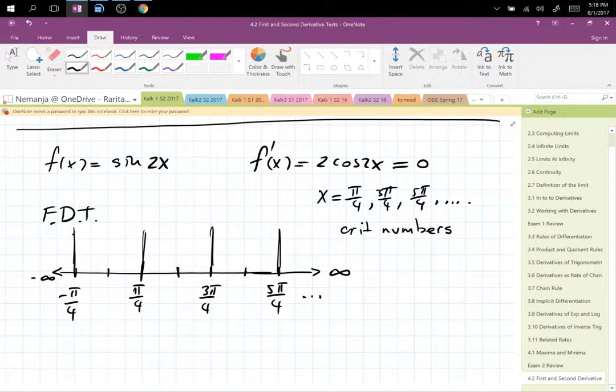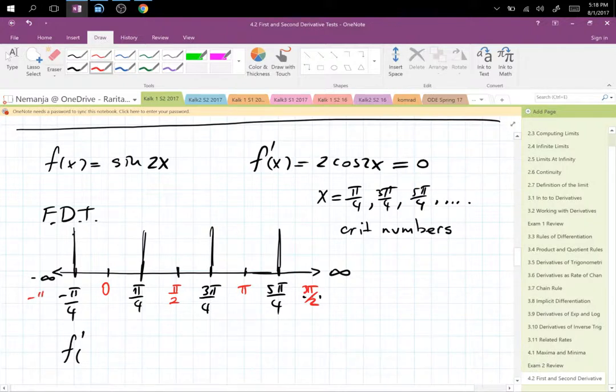So now when we do the first derivative test, f prime computed at pi over 4. Oh, sorry. Test points first. Test point at 0. Pi over 2. Pi. 3 pi over 2 if you want to, and so on.